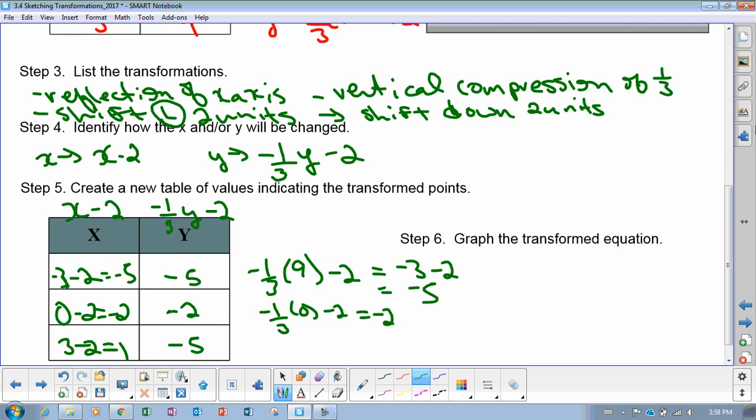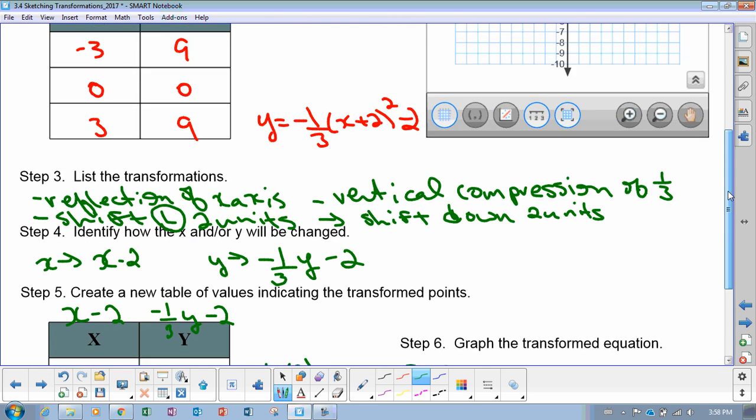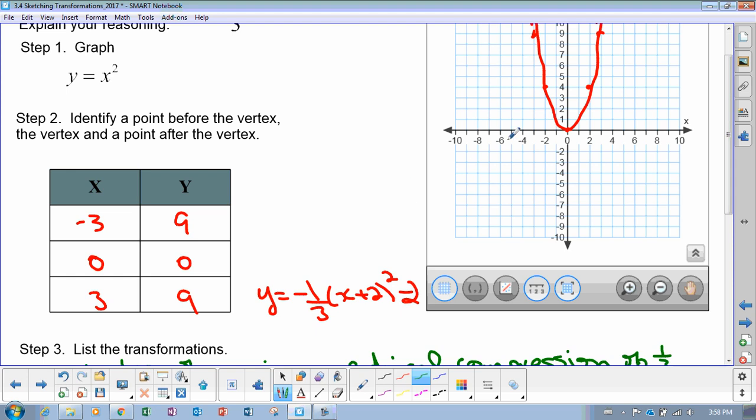So now that I've changed those points, I can now plot them. So I have a point at negative 5, negative 5. I have a point at negative 2, negative 2. And I have a point at 1 and negative 5. So I'm going to draw that parabola.